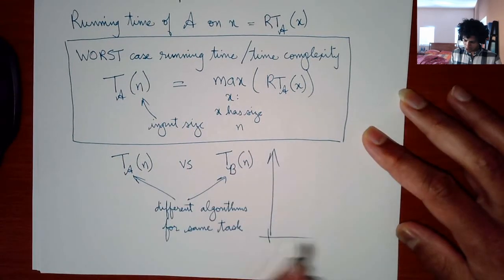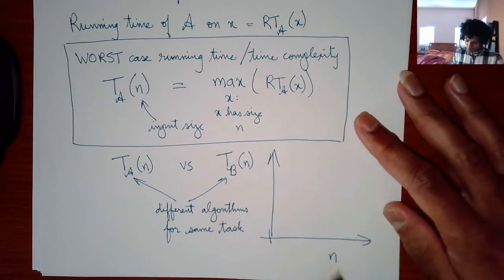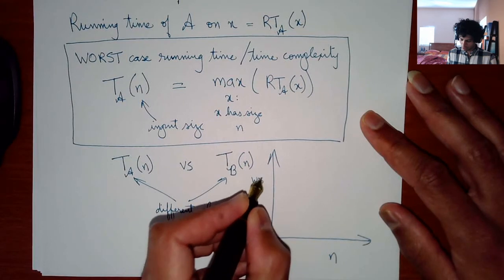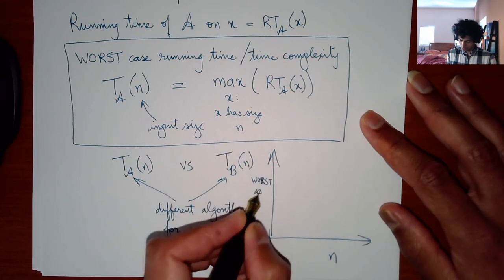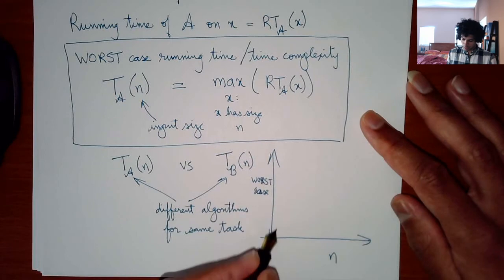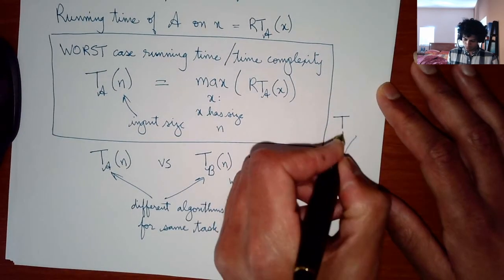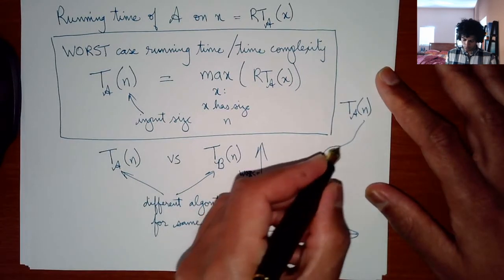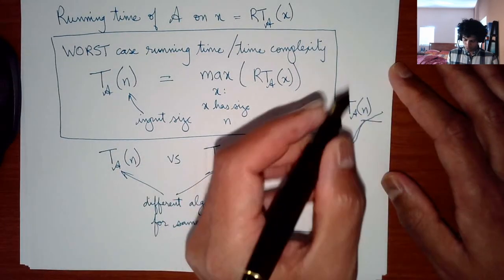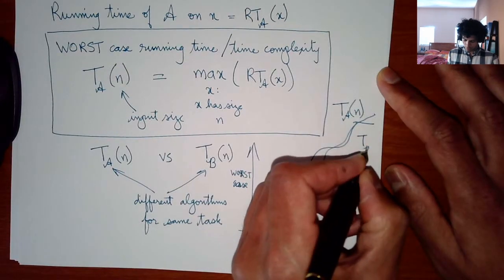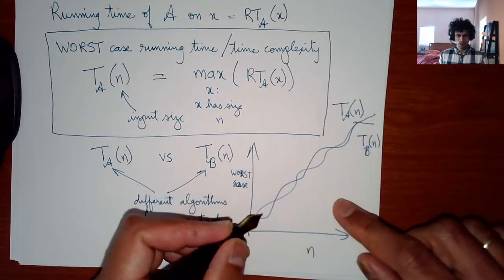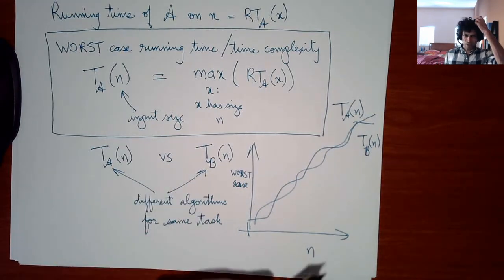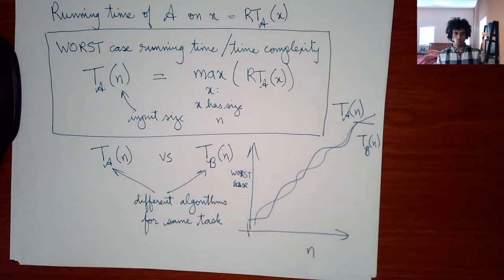So the problem is, suppose I plot these functions versus the worst case runtime. Maybe this is what T_A of n looks like, and this is what T_B of n looks like. So there are two different functions. Sometimes one is bigger, sometimes the other is bigger. So it doesn't really make sense to compare these. How do you say that one is bigger than the other?